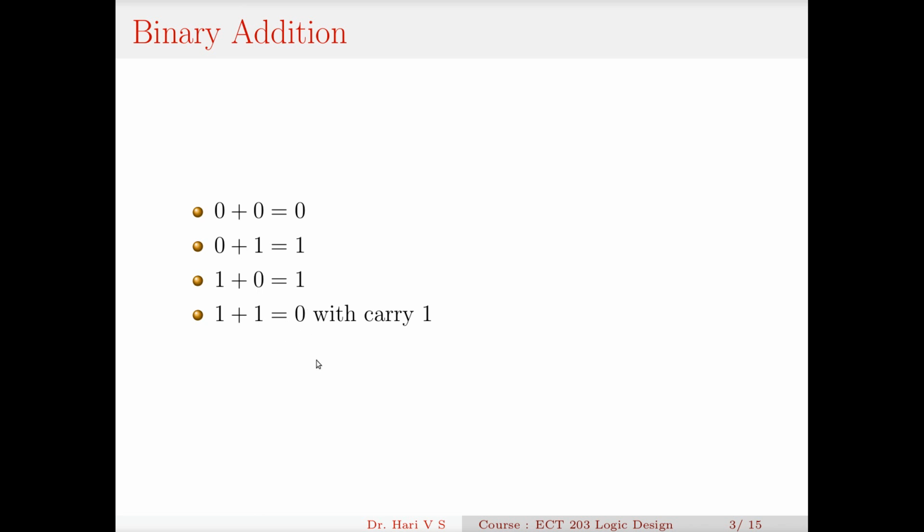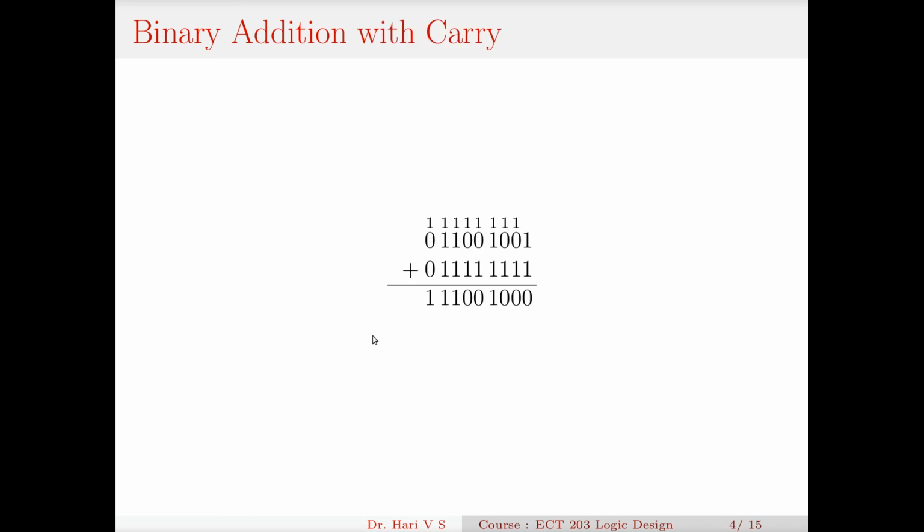That is a 0 with a carry 1. This is actually 1 0, number 2. There cannot be a number 2, it is just 0 with a carry 1. There's a carry in addition. So if you add a larger number, it may look like this. So this carry should be accounted for. If you look here, it is a 1 plus 1, which is 0 with carry 1.